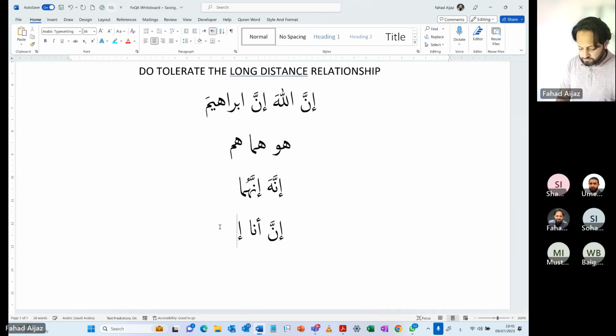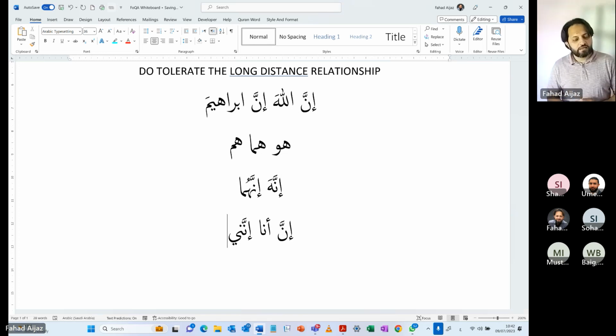So inna and ana. What is the attached form of ana? Who can recall? Ya and ni. There were two, right? There was a ya and there was a ni. We said that ya was the jar form and ni was the nasab form, if you remember. You're going to pick up the ni and attach it like that: innani. Now, this is perfectly right.